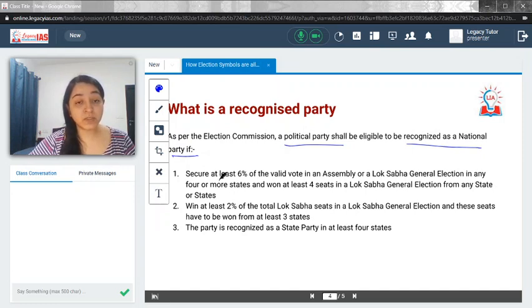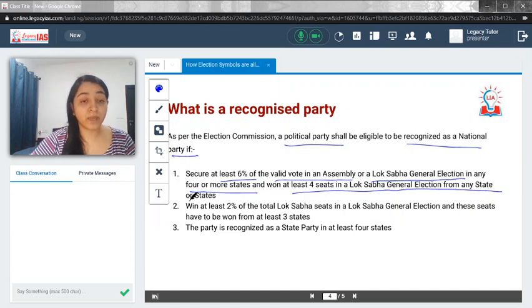The first condition is it should at least secure 6% of the valid vote in an assembly or Lok Sabha general election in any of 4 states, or win at least 4 seats in Lok Sabha general election from any state or states. So this is the first condition: at least 6% of valid vote either in the assembly election or in Lok Sabha general election in 4 or more states. This is the major criteria, at least 6% vote in 4 or more states.